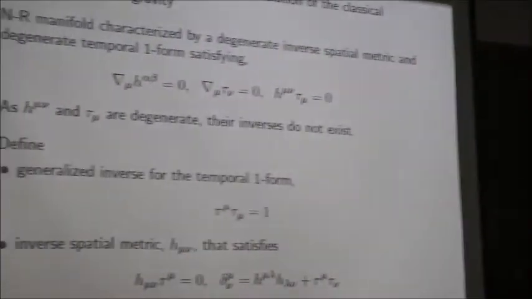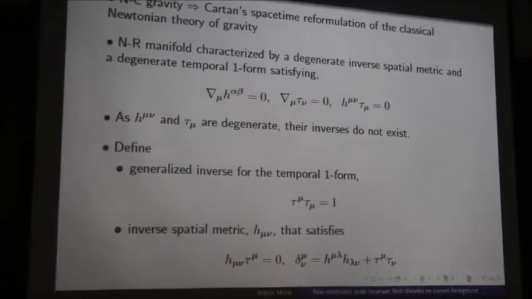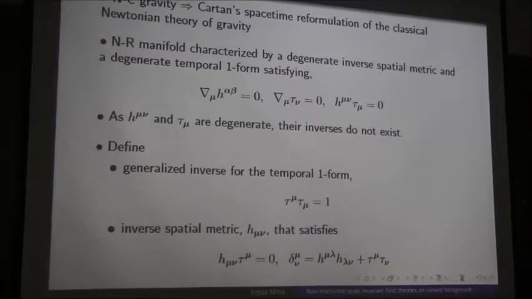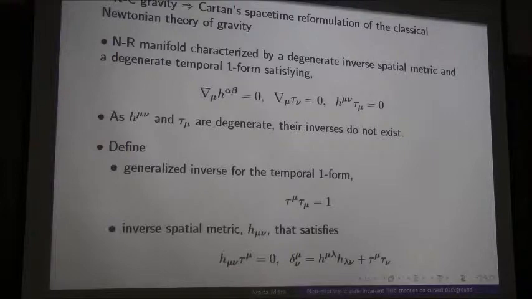So at first I am emphasizing the basic description of Newton-Cartan geometry. Newton-Cartan geometry is Cartan's covariant spacetime reformulation of the classical Newtonian theory of gravity, which was already discussed by my previous speakers. Newton-Cartan geometry is a non-relativistic manifold characterized by a degenerate inverse spatial metric and a degenerate temporal one-form, which satisfy these relations: the covariant derivative acting on the inverse spatial metric and the temporal one-form is zero, and the inverse spatial metric and the temporal one-form are orthogonal to each other. As h^{μν} and τ_μ are degenerate, their inverses do not exist.